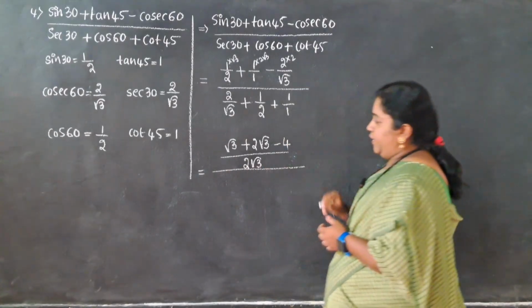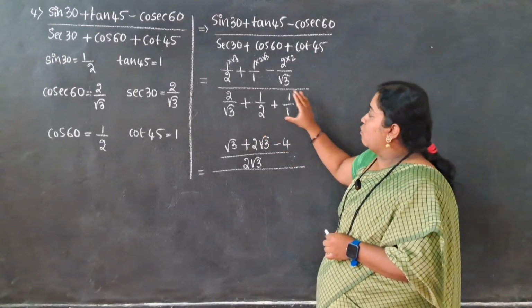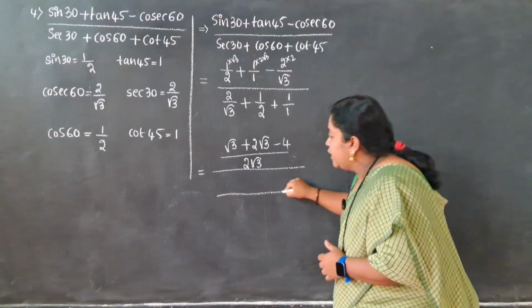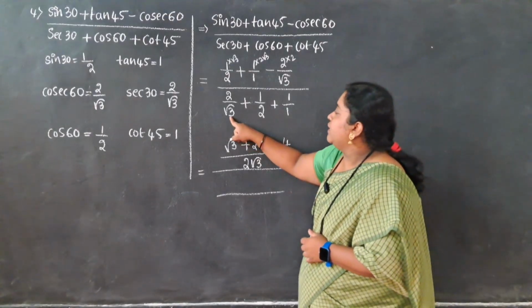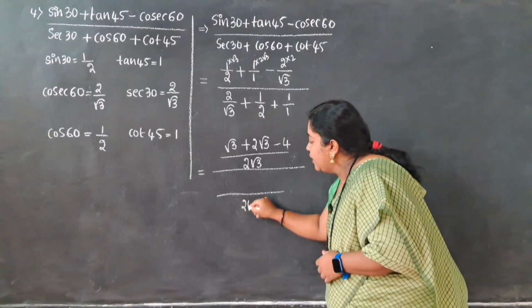Whole divided by, okay, look at the denominator part. In the denominator part also I have fraction terms. I have to add them. To add them I need to have the LCM. Look at here, root 3, 2 and 1. Again, what is the LCM of the denominator?